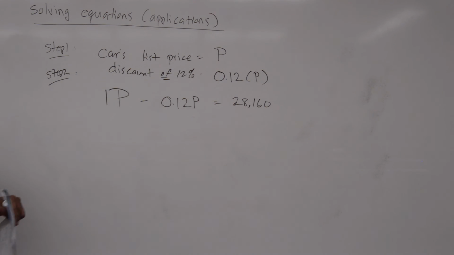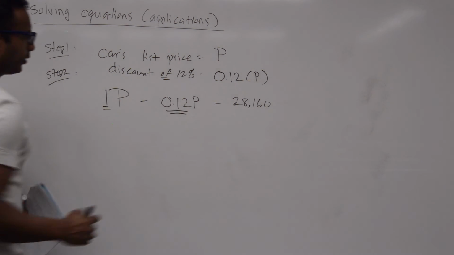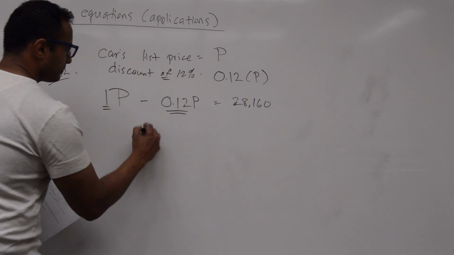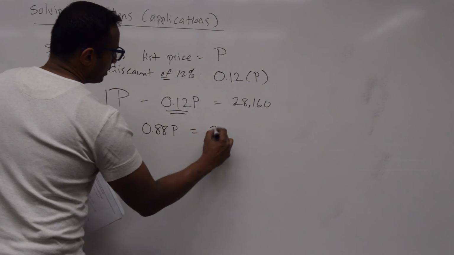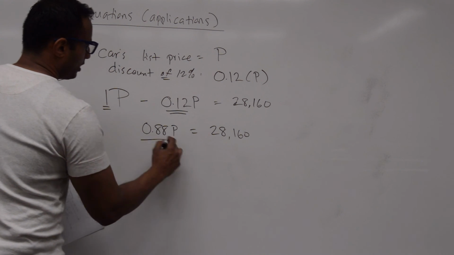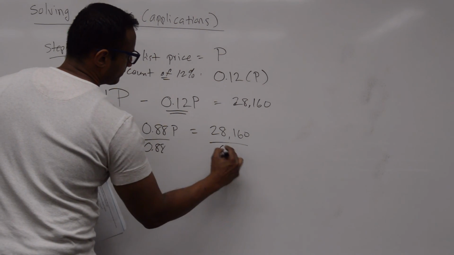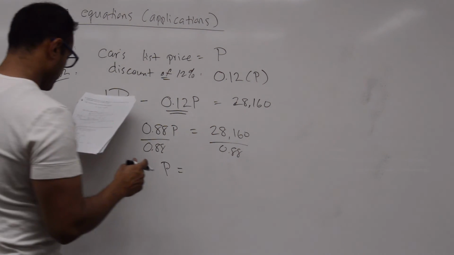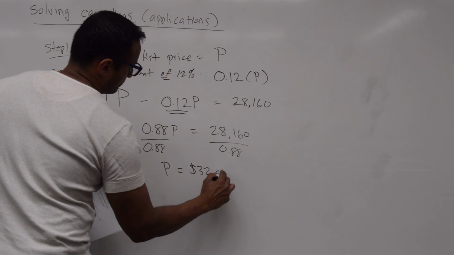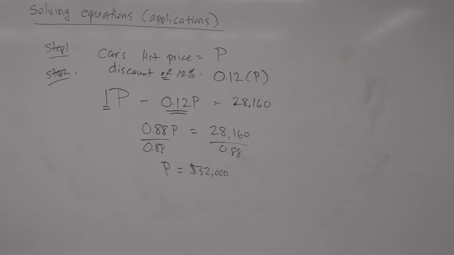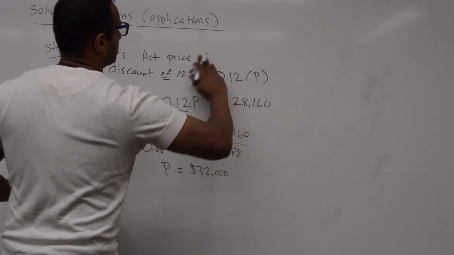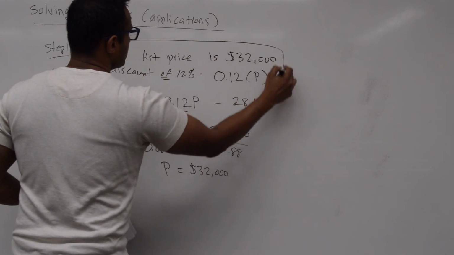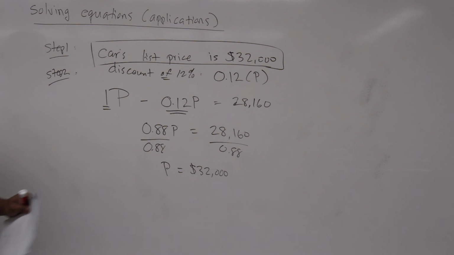Now let's combine our like terms. This is like a 1 in the front, so if you take 1 minus 0.12, you subtract the coefficients. 1 minus 0.12 is going to be 0.88. So we have 0.88P equals 28,160. I divide that by 0.88, and the car's list price, I'm going to get as $32,000. Okay, so the car's list price is $32,000. And I need a full sentence to get full credit, so this will be my final answer.